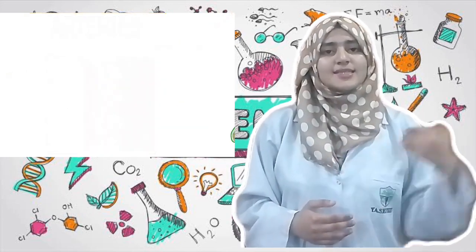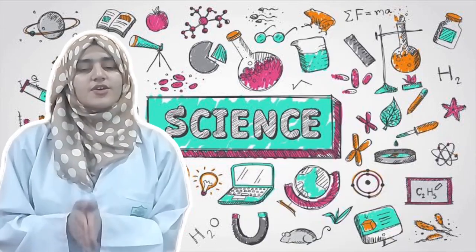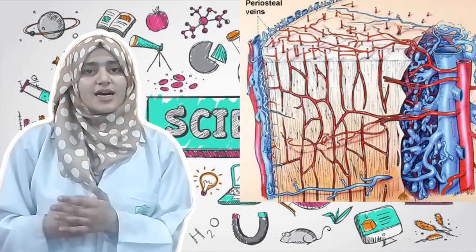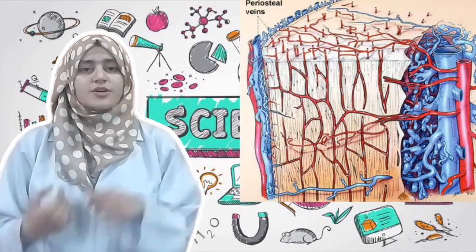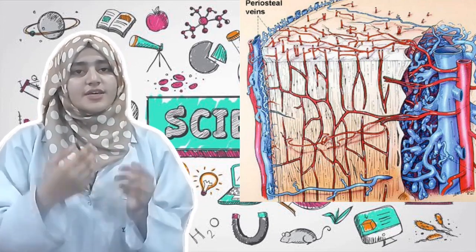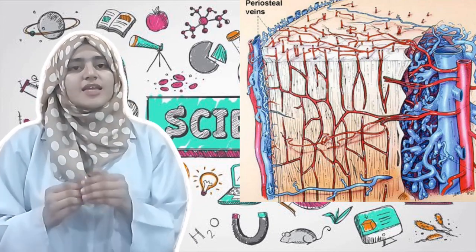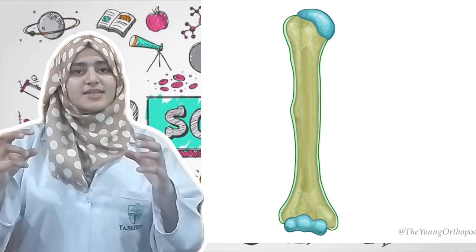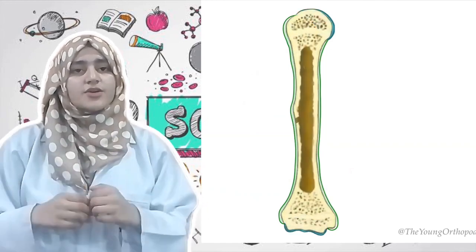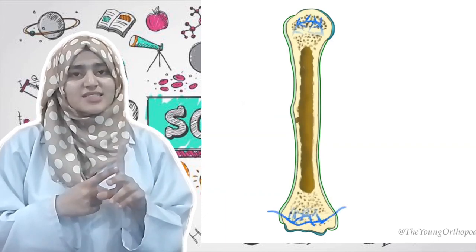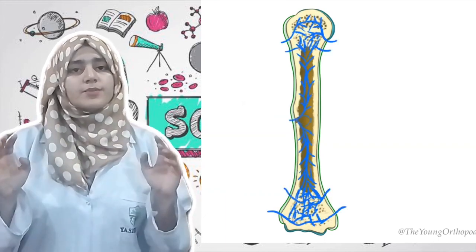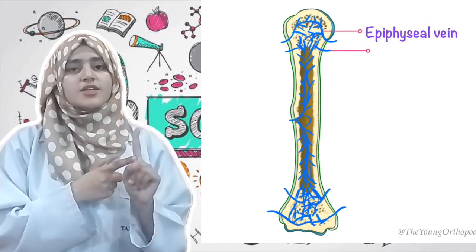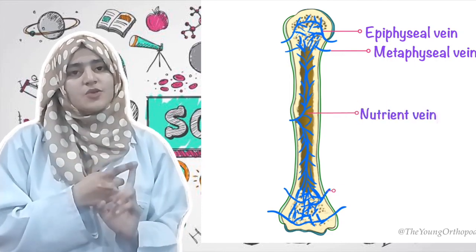This is how blood is supplied to the bone. Now we are going to discuss the venous system of the bones. The arteries carry oxygenated blood towards the bone and veins carry deoxygenated blood away from the bone. The veins are present side by side with the arteries. All the deoxygenated blood of the bone is drained into the central venous sinus, which is then drained out of the bone with the help of the epiphyseal vein, metaphyseal vein, nutrient vein and periosteal vein.